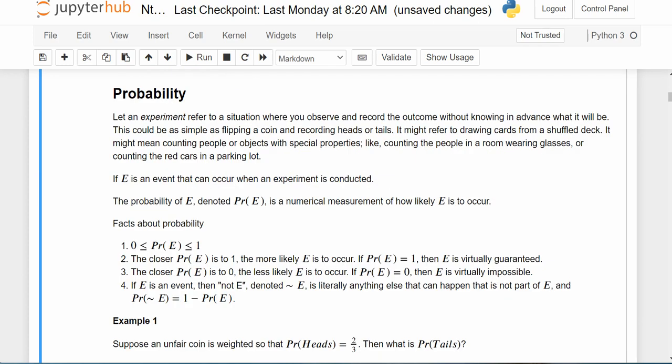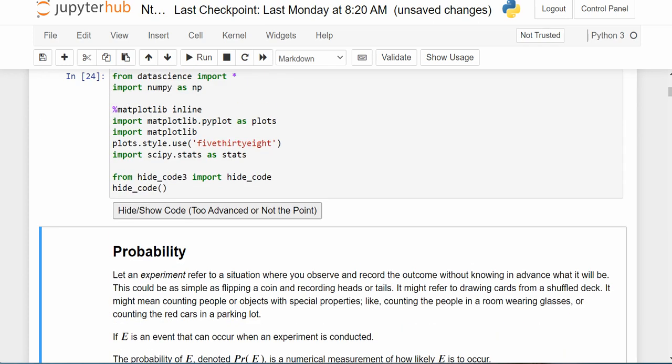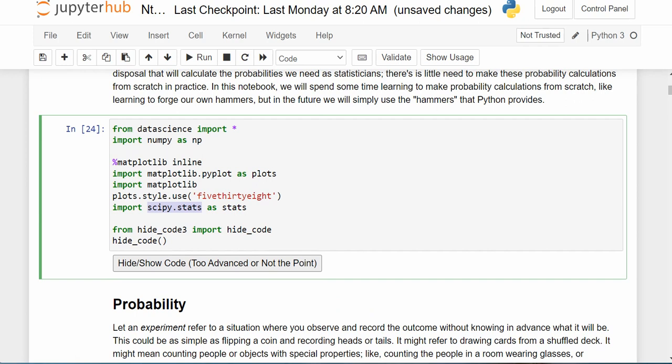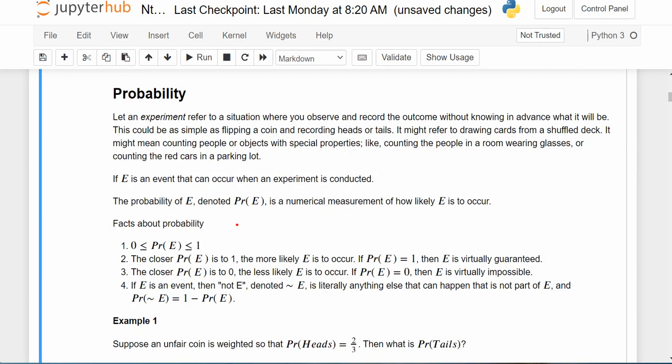All right, so let's run the initialization code, and let's just notice that scipy.stats has been imported as stats. Why do I want to highlight that? Well, because we're going to end up using this stats feature throughout the notebook and later in the course. So I just wanted to show you that we're not just importing NumPy like we did before, we're importing SciPy too, okay? So let's initialize and talk about probability.